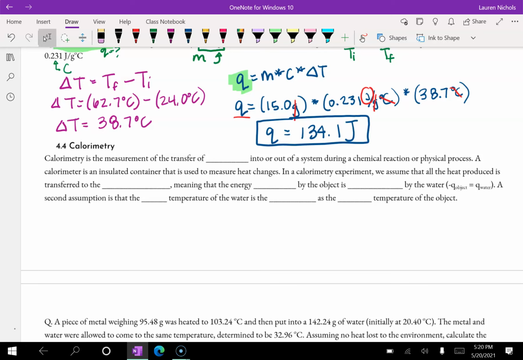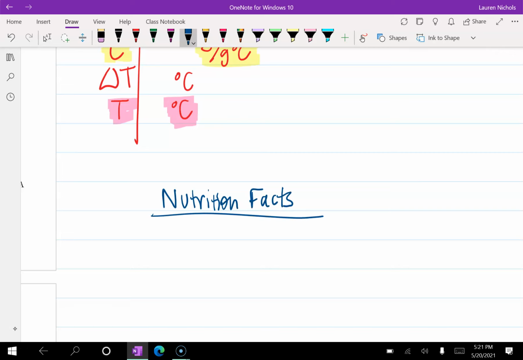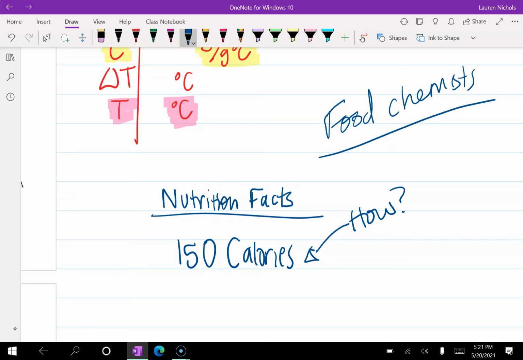So basically, sometimes we need to figure out how much energy is being released by something. And so we use calorimetry to do a couple of things. If you've ever seen a nutrition facts label on the back of something, it'll say, oh, this Dorito has 150 calories in it. Well, did you ever wonder how they know that? They did an experiment. There are people who have jobs where their title is food chemist. Their job is the chemistry that's in your food and cooking.